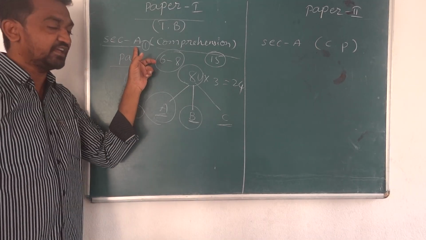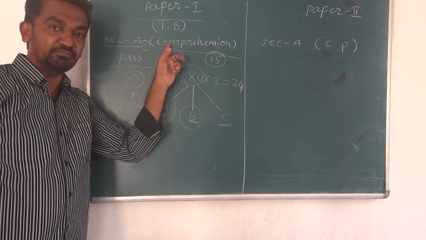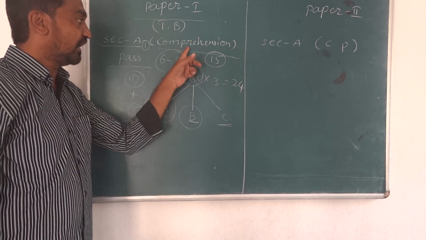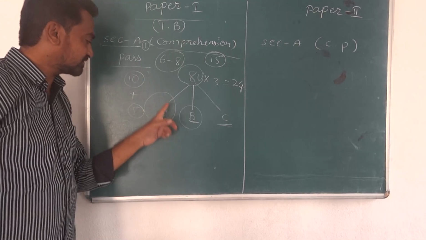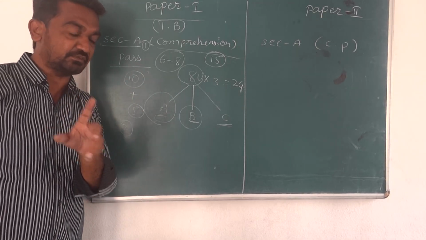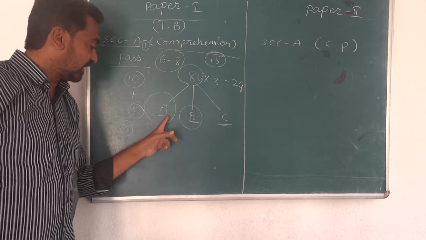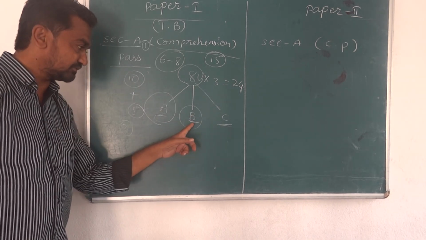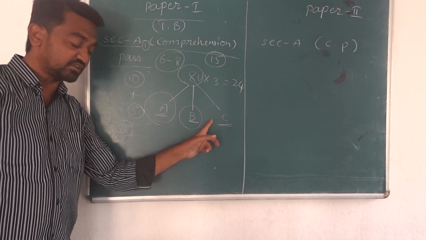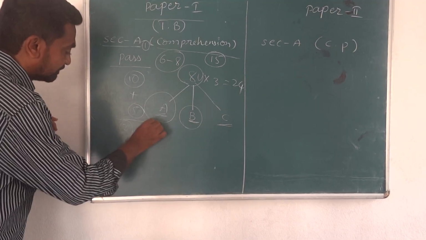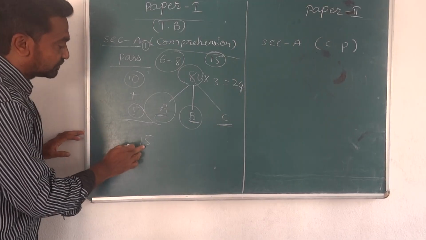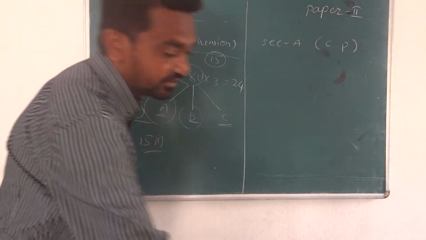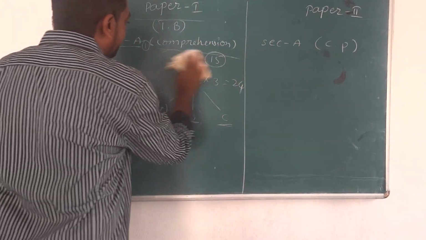Section A is the comprehension passages. The section name itself is comprehension passages, and there will be 2 passages. The first passage comes from the A reading, and the second passage comes from either B reading or C reading. The first passage carries 10 marks, and the second passage carries 5 marks. Total 15 marks. Okay, let us go to the deep division.